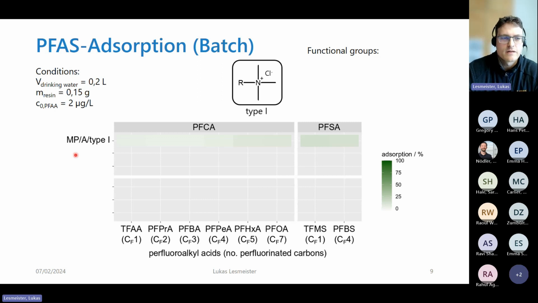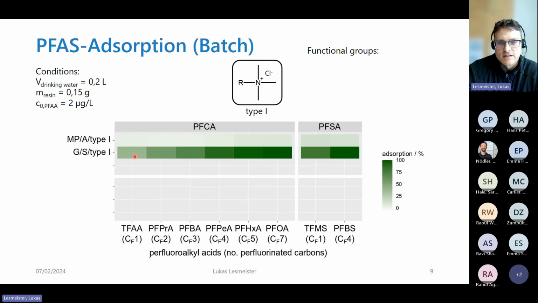So we start with a macroporous acryl-based type 1 resin, and we see that basically for all compounds, the adsorption was less than 10%. If we change the acrylic polymer to a styrenic polymer, we see that the adsorption is much better. There are studies where this difference has been less prominent, but in the drinking water we did our experiments in, we always had a very significant difference between acrylic and styrenic type resins.